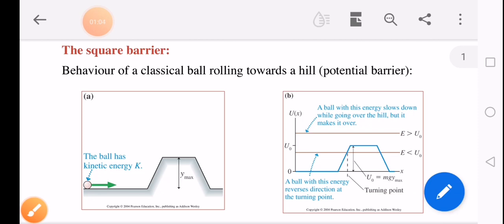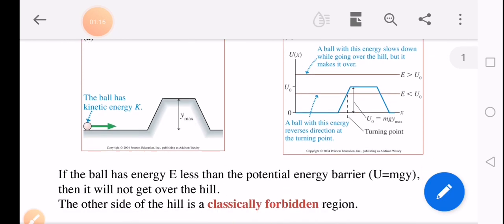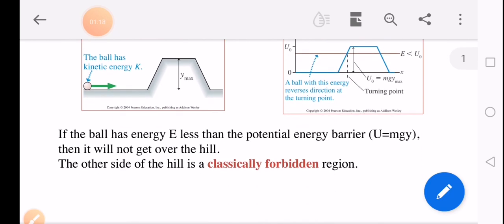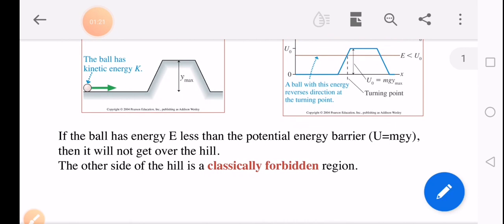this hill region. Okay, now this is the case of a classical mechanical thing. So you can see a classical ball rolling towards a hill or a potential barrier, but it cannot go. If the ball has energy E less than the potential energy barrier U, that energy is equal to mgy. You can see that here the height is y. So mgy is the potential energy barrier. E is the energy of the particle and it is less than the potential energy barrier.